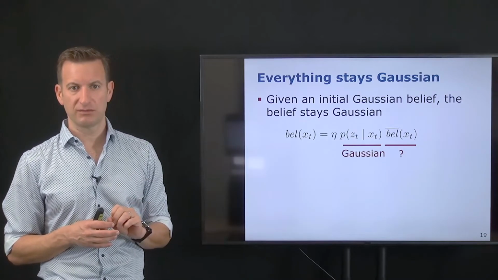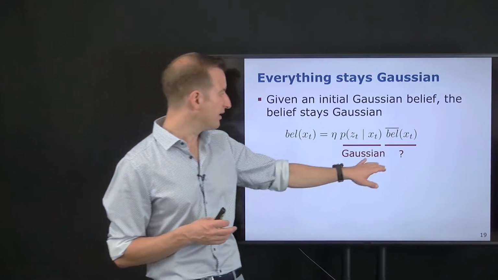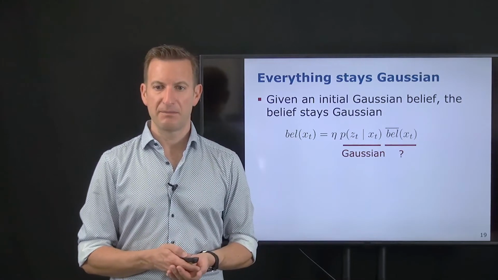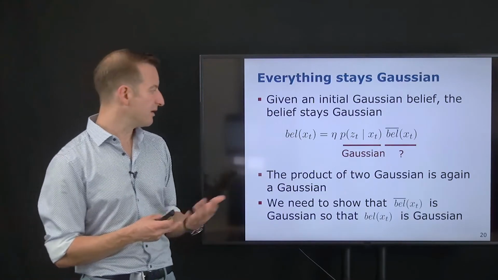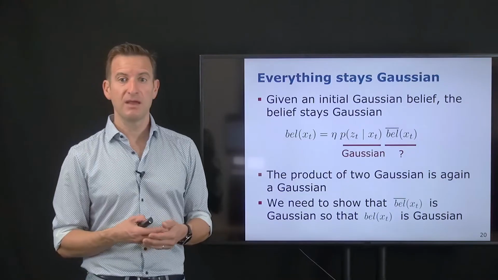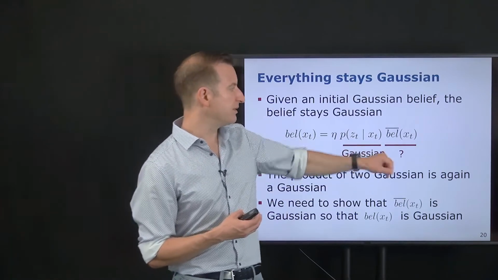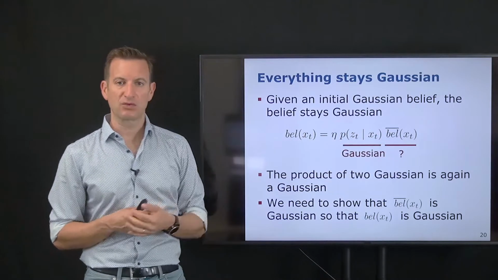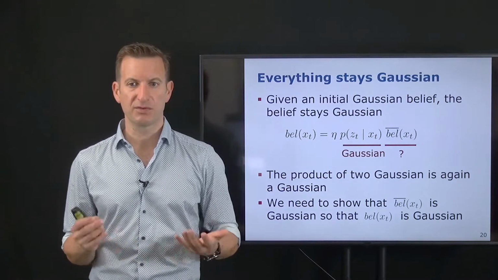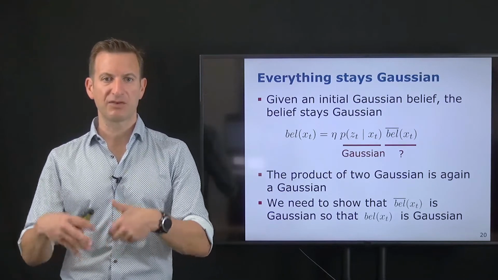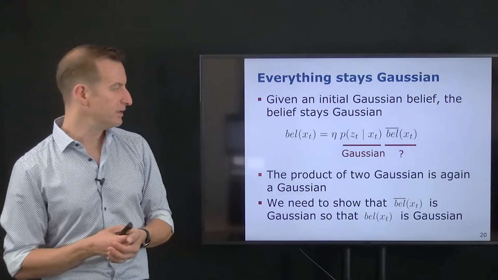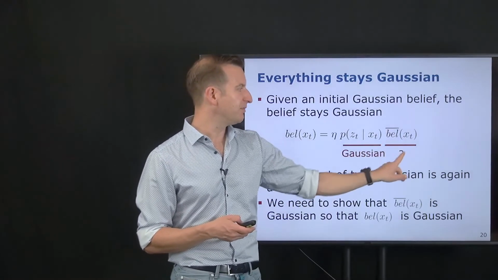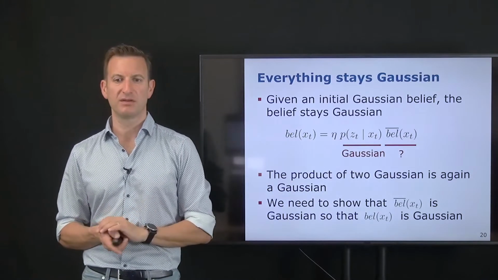If you assume that the predicted belief is a Gaussian, then we know that the result is a Gaussian, because a product of two Gaussian distributions again ends up being a Gaussian. So as the product of two Gaussians is a Gaussian again, the only thing we need to show is that the predicted belief is a Gaussian distribution. If the predicted belief is a Gaussian distribution, it turns out that the corrected belief will also be a Gaussian distribution, because the only thing that happens is that I'm multiplying this Gaussian with another Gaussian, and that will lead to a Gaussian distribution again. So the next thing we need to inspect is this part over here, the predicted belief. Is this a Gaussian, yes or no?